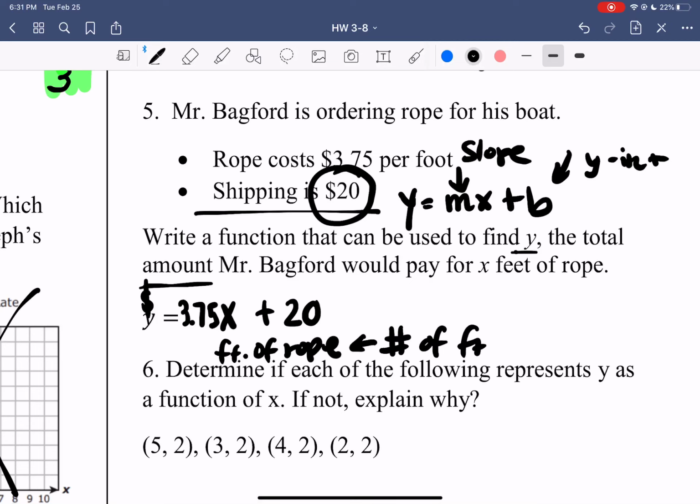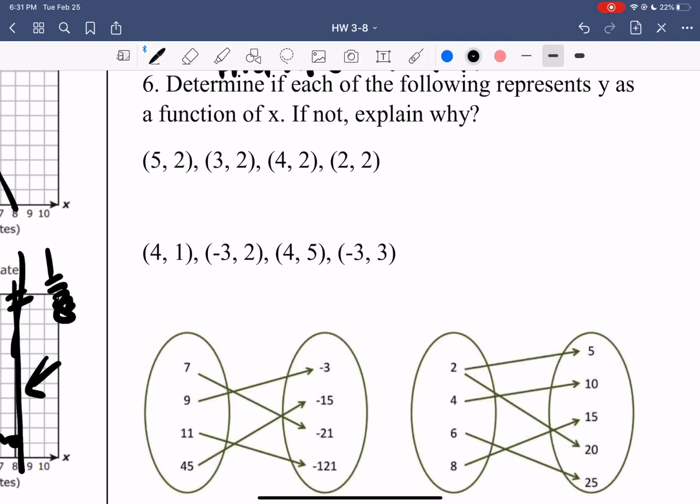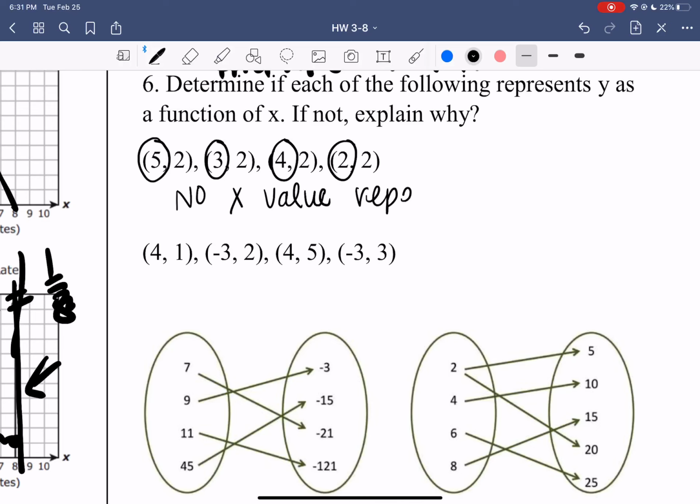Determine if each of the following represents y as a function of x. If not, explain why. So we're going to go ahead and look at our x values. We have 5, 3, 4, and 2. So no x value repeats. So that is a good explanation here.